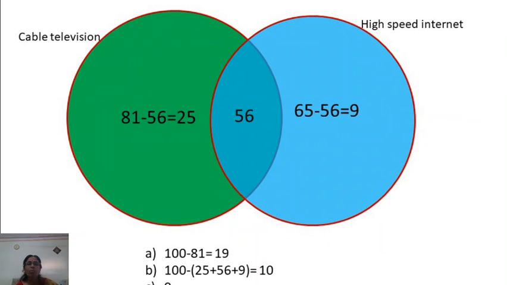The answer to the first, do not have cable television: this portion shows those having cable television. So total people are 100 minus this 25 plus 56. This full circle shows the people having cable television. So this 25 plus 56 is a total of 81. 100 minus 81 is equal to 19. So the answer of the first is 19.